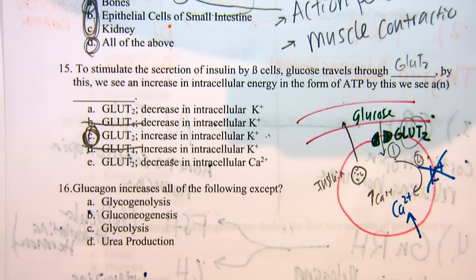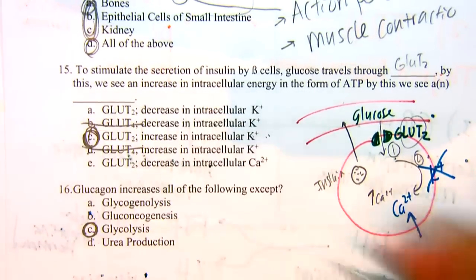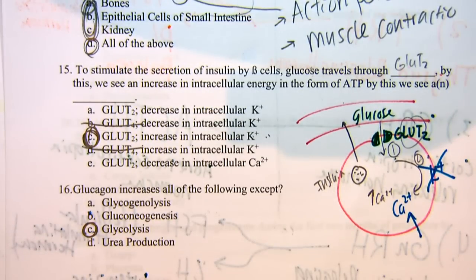Okay, so the answer for number 16 was going to be C, glycolysis. So let's talk about this one. When you go eat something, what does your blood sugar level do? It will increase, right? So when you're starving, your blood sugar is low, right? So you eat something to increase it. So if your blood sugar is low, this would cause your body to secrete glucagon, right? Because glucagon acts to increase your blood sugar level.